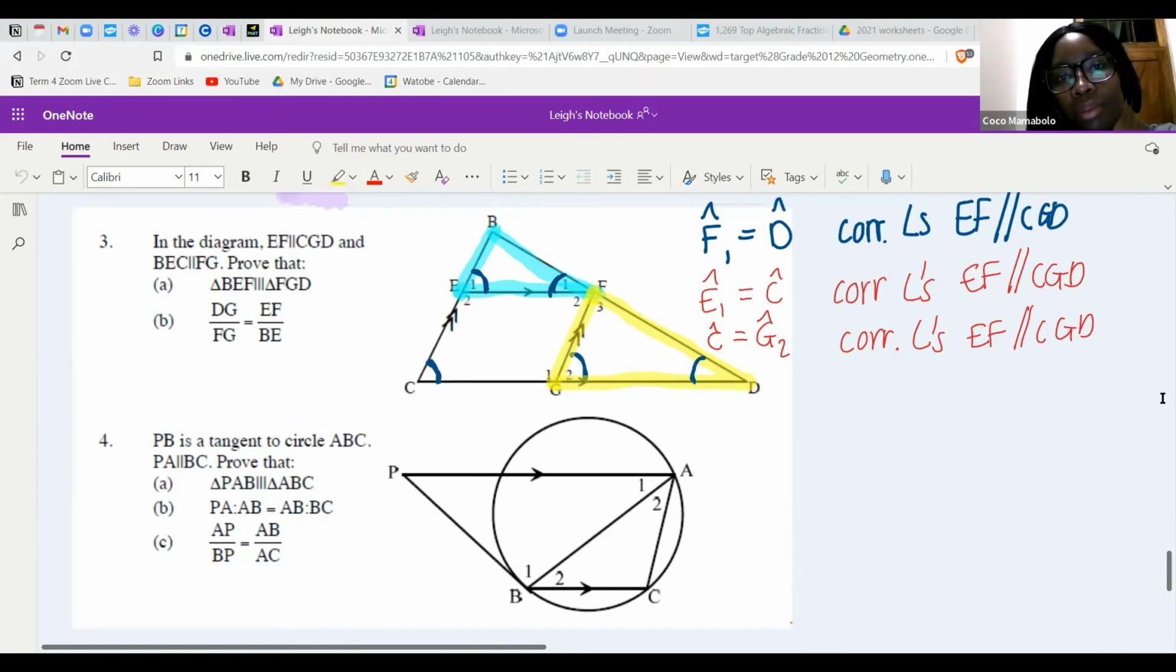Yes, go for it, ask. Oh, okay, sorry. So I see the corresponding angles between E1 and C and G2, but I'm struggling to see the first one, ma'am. I know, and that's why. Okay, so Coco, can you do this for me?